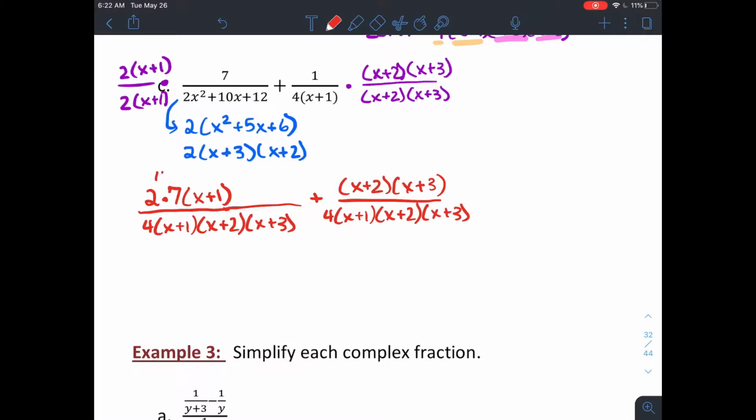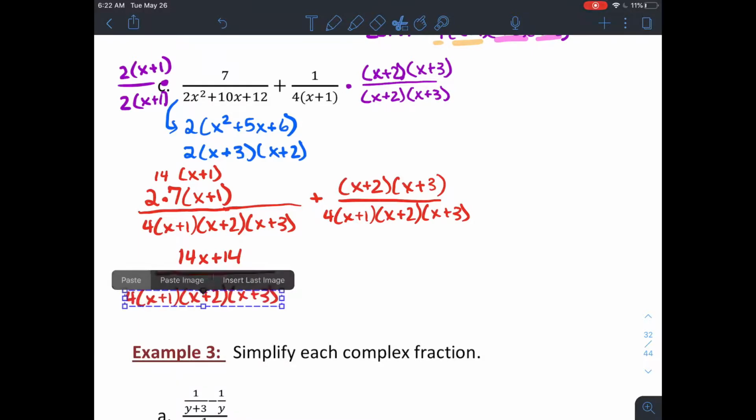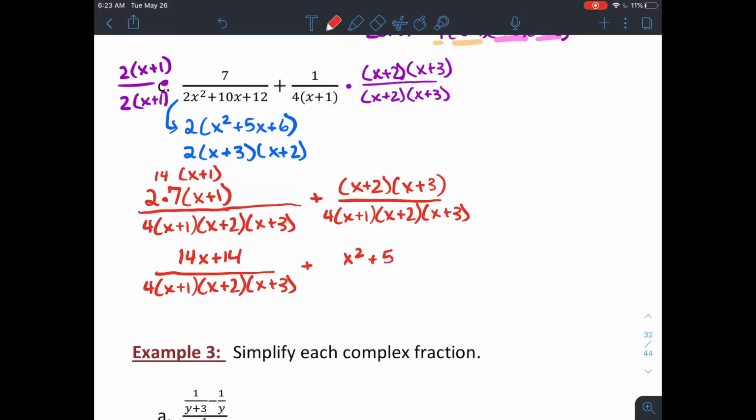Now, before I do that addition of my two fractions, order of operations, I need to go ahead and multiply the things together in each individual fraction on top first. I don't need to worry about the denominators, they can stay factored. But on top, to add those together and combine like terms, I actually need to multiply things out.